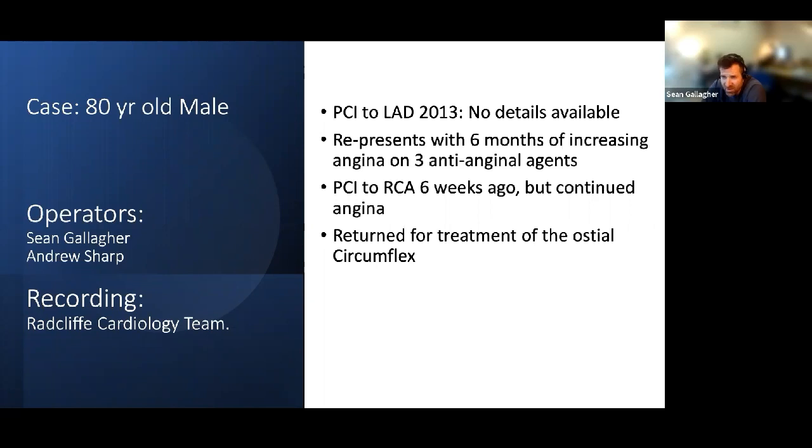He represents with a 6-month history of increasing angina, and there'd been attempts to settle him medically, which had failed. He had an angiogram by a colleague of ours, which showed significant disease in the mid right coronary artery and an ostial circumflex lesion. He had PCI to that right coronary artery in isolation, but his angina continued. So he'd come back for PCI to the ostium of the circumflex. So if we can show those pictures.